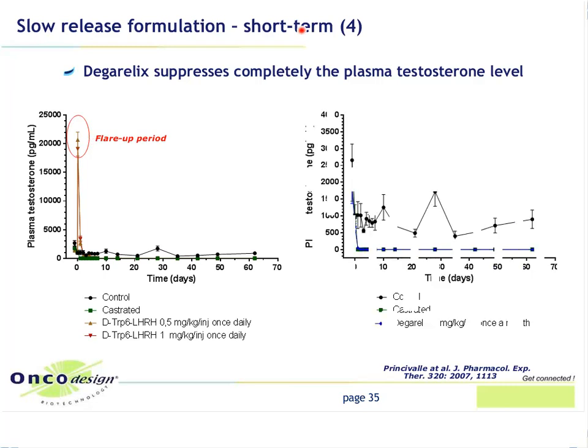For Degarelix, the story is different, since the testosterone level in rats was decreased very, very quickly and remained at zero during the whole course of the study, meaning that Degarelix suppressed completely the plasma testosterone level just after injection, in contrast with Detripsis.